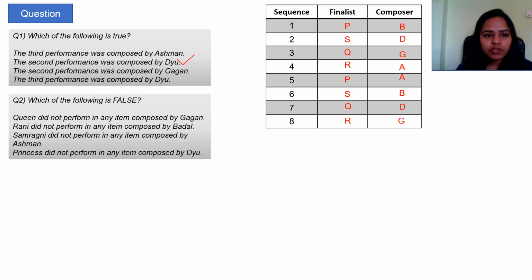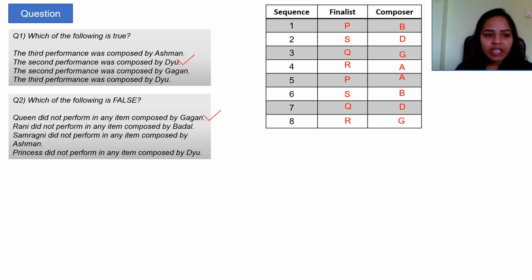Let's look at question 2. Which of the following is false? Queen did not perform any item composed by G. So Queen has actually performed an item composed by G, that is item number 3. So this is the answer. Just let us also look at the other options. R did not perform any items composed by B. So yes, R performed only items composed by A and G. So the second statement is true and the question is asking whichever is false.